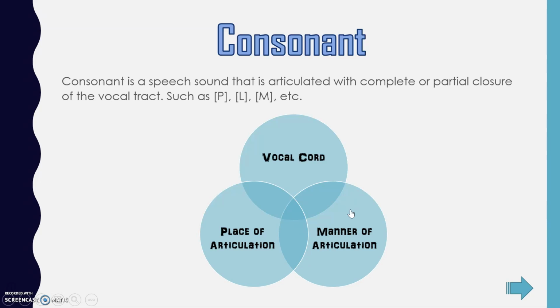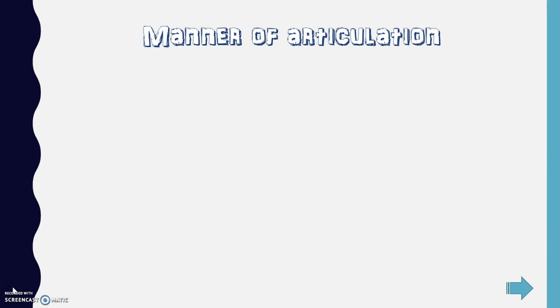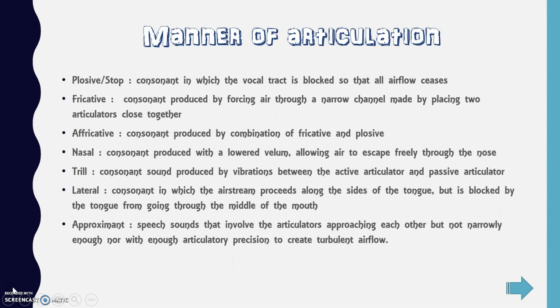Next is the manner of articulation. There are seven of them. First is plosive or stop. Plosive is a consonant in which the vocal tract is blocked so that all airflow ceases. The consonants of this kind are P, B, T, D, K, and G.